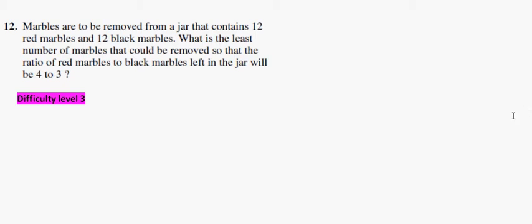Marbles are to be removed from a jar that contains 12 red marbles and 12 black marbles. What is the least number of marbles that could be removed so that the ratio of red marbles to black marbles left in the jar will be 4:3?